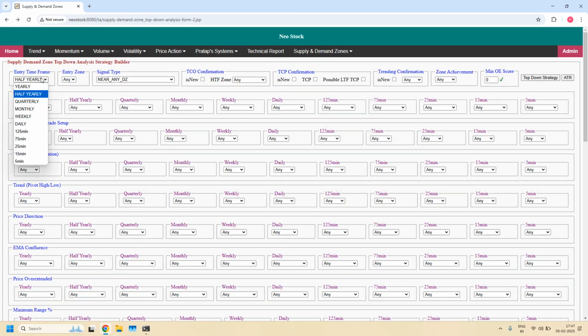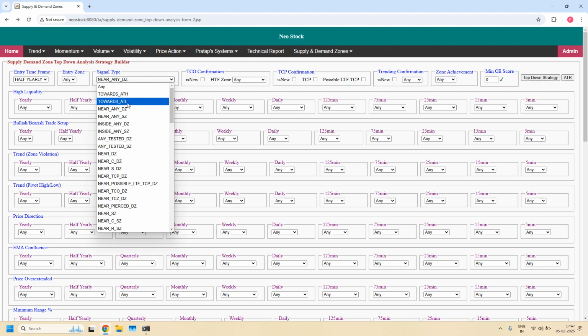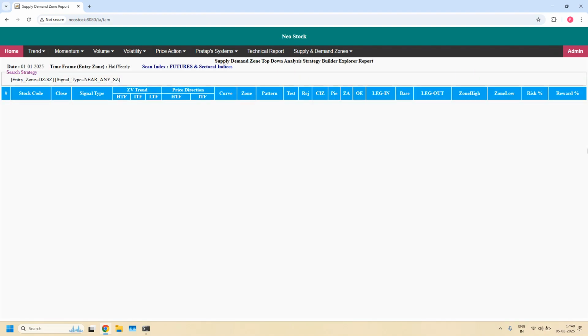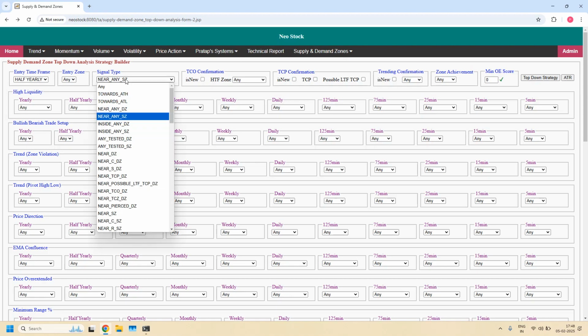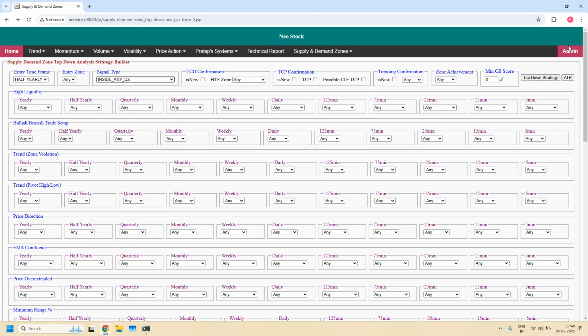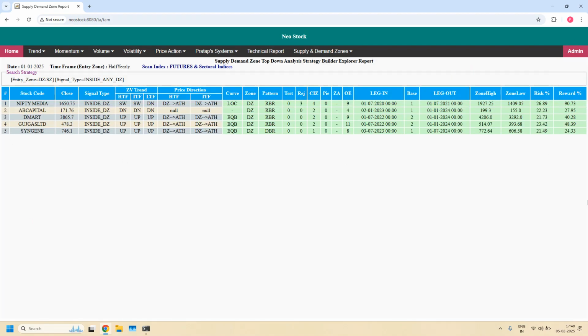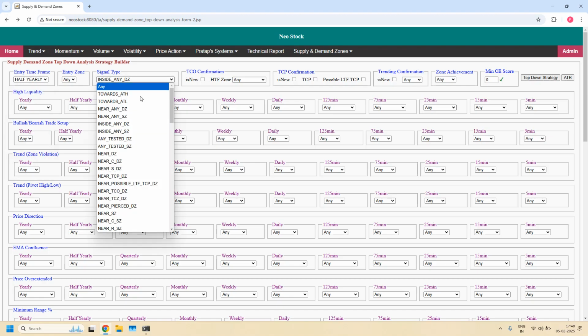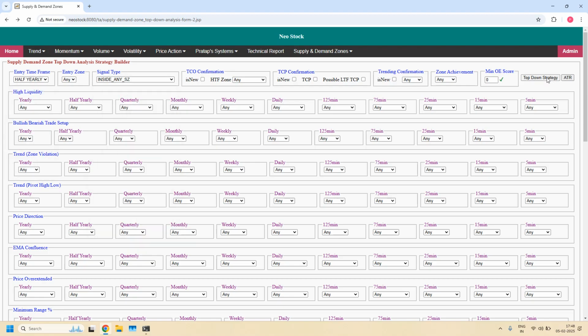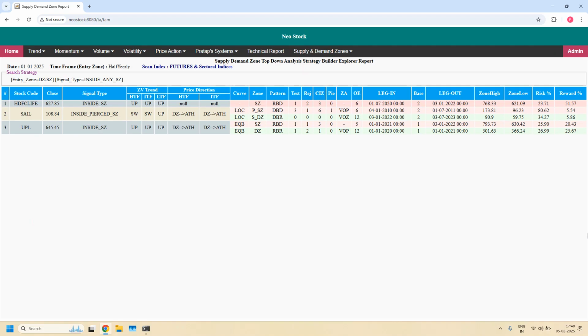Next, half yearly time frame. Stocks near half yearly supply zone. We don't have any stocks. Half yearly time frame. Price closed inside the half yearly demand zone. We got 5 stocks. Next, half yearly time frame, price closed inside the half yearly supply zone. We got 3 stocks.